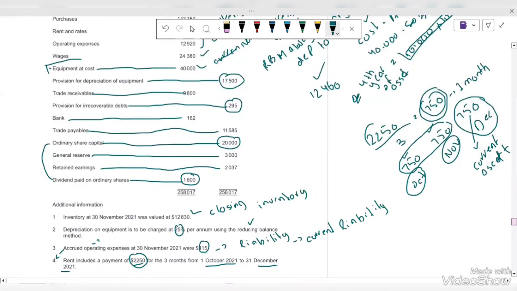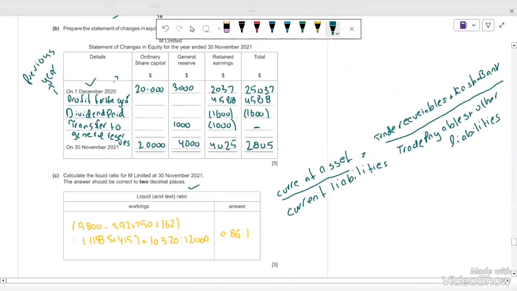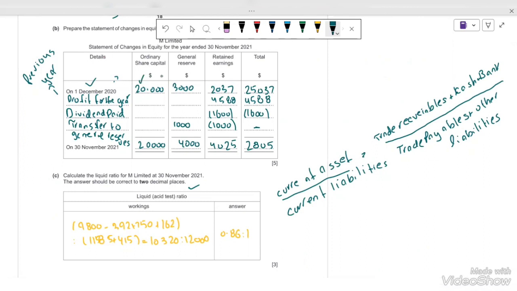Okay, so we just put that amount in the starting year. So ordinary share capital was 20,000, and general reserve was 3,000 for the start of the previous year, and retained earnings was 2,037, and the total is 25,037.